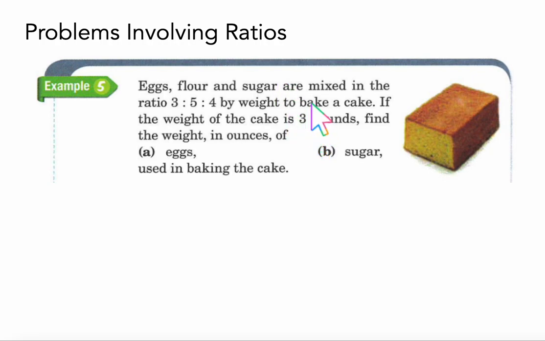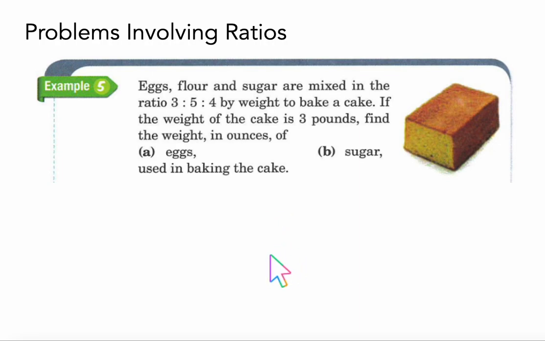Eggs, flour, and sugar are mixed in the ratio of 3 to 5 to 4 by weight to bake a cake. If the weight of the cake, the entire cake, is 3 pounds, find the weight in ounces of A, eggs, B, sugar, used in baking the cake.